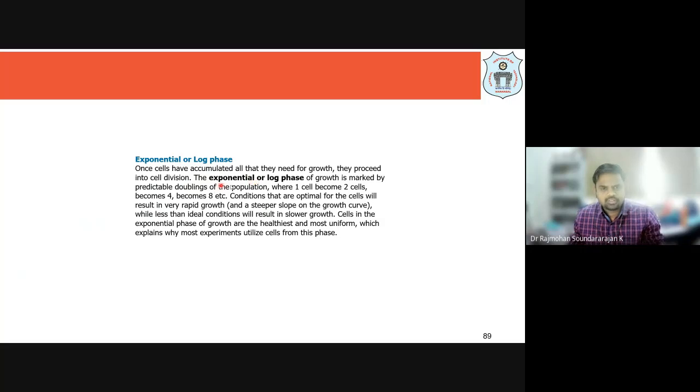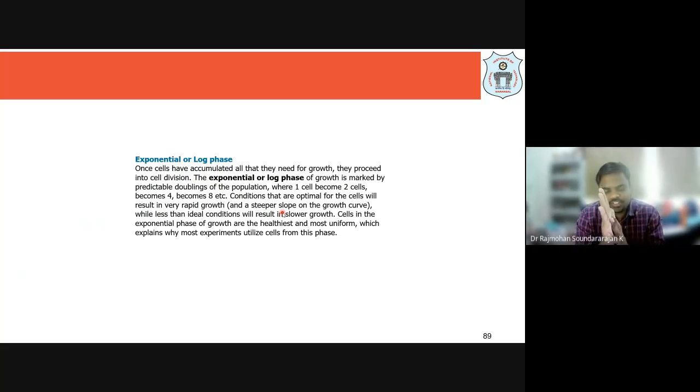They start reproducing. The exponential or log phase of growth is marked by predictable doublings of the population, where one cell becomes 2 cells, 2 becomes 4, 4 becomes 8, like that multiplication takes place. During this period the conditions and environment are favorable for the cells to reproduce, so they are able to multiply. That's why we have a steeper slope on this growth curve. When ideal conditions are not there, the slope is going to vary. Exponentially it is going to be a steep slope.